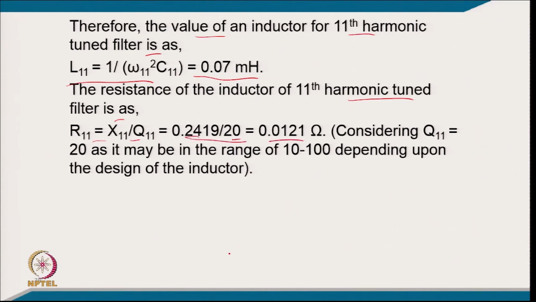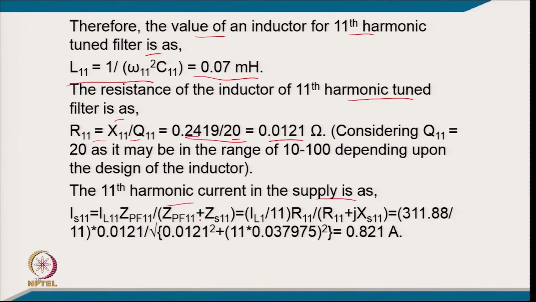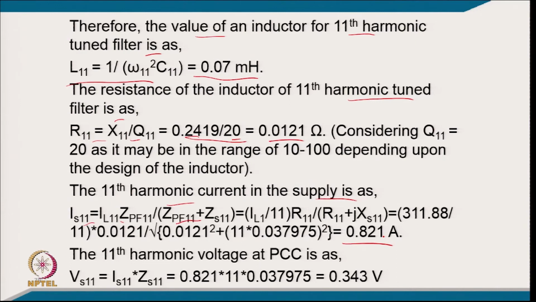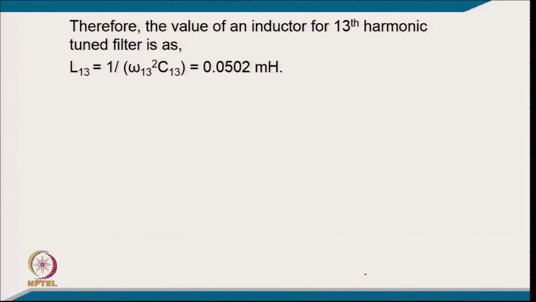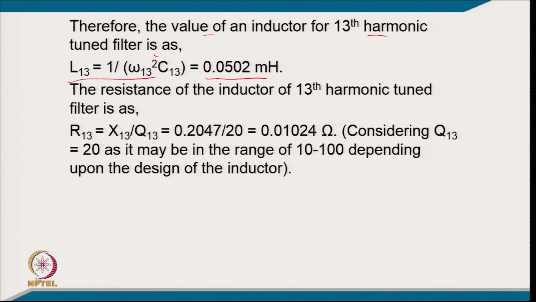So, it comes 0.0121 ohm, and the 11th harmonic current in supply, IS11, from this parallel relation, comes 0.821 ampere, and the 11th harmonic voltage, putting the value, comes 0.343 volt. Therefore, the value of the inductor for the 13th harmonic from the tuning relation, L13, will be 0.0502 millihenry, and the resistance of the inductor for the 13th harmonic tuned filter, R13, will be X13 by Q13, putting the Q factor of 20.